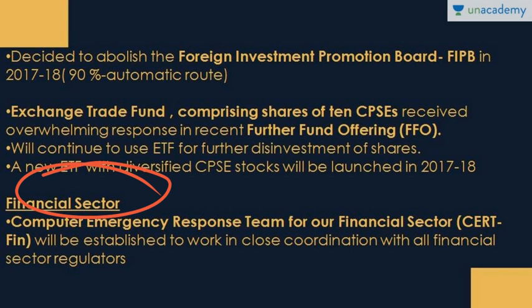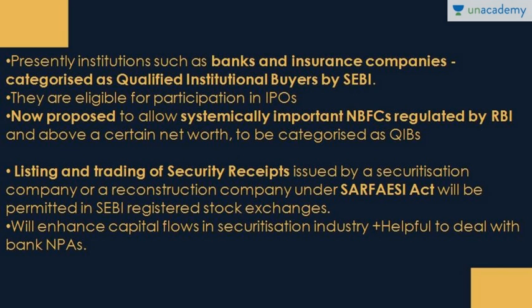Then in the financial sector, we have 3 or 4 measures. Firstly, to promote coordination among various financial sector regulators, government is planning to come up with CERT-FIN, that is Computer Emergency Response Team for our financial sector. Then, till now, banks and insurance companies were categorized as qualified institutional buyers, and by this status they were eligible to participate in initial public offers. But now government is planning, it is proposed, it's not yet done, to allow the systemically important NBFCs also to be marked up to the status of qualified institutional buyers, so that they can also participate in initial public offers.